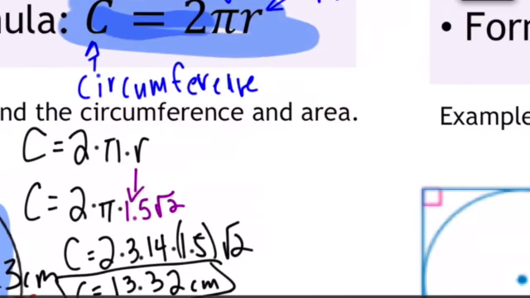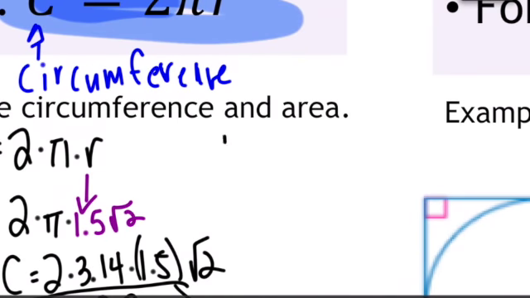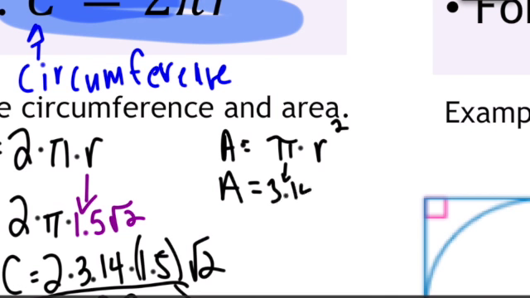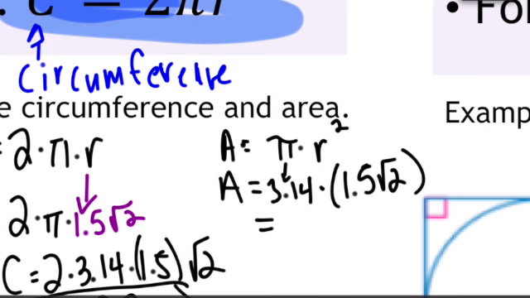So let's start the area over here. Area is equal to pi times r squared. So all I've got to do is rewrite pi as 3.14. Let's rewrite the radius as, we know the radius is 1.5 radical 2. Let's just go ahead and plug this all into the calculator. So 3.14 times 1.5 times radical 2.